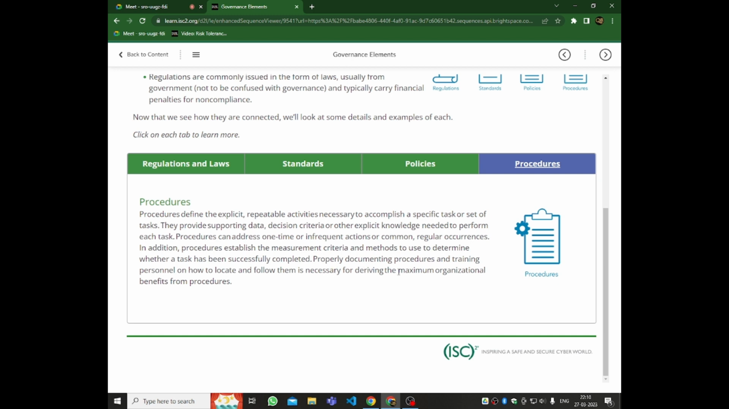Properly documenting procedures and training personnel on how to locate and follow them is necessary for driving the maximum organizational benefits from procedures.